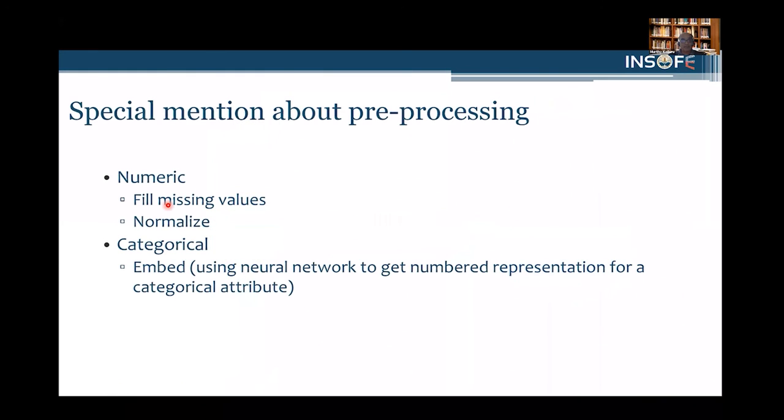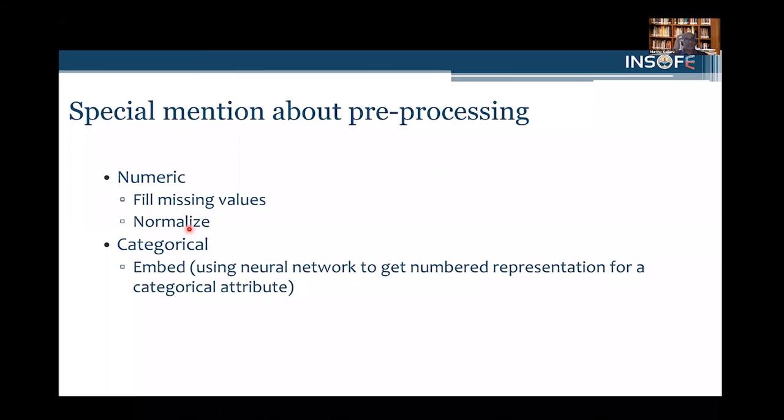Now, special mention about pre-processing. We are going to do two major steps in pre-processing. There are some attributes like age, like sales that we collect. They are numbers. We will fill the missing value. Sometimes you may not have that particular age in the data. What do you do? You fill it with an average. You fill it with the median. You fill it with a 0 sometimes. So that is one thing that we will do.